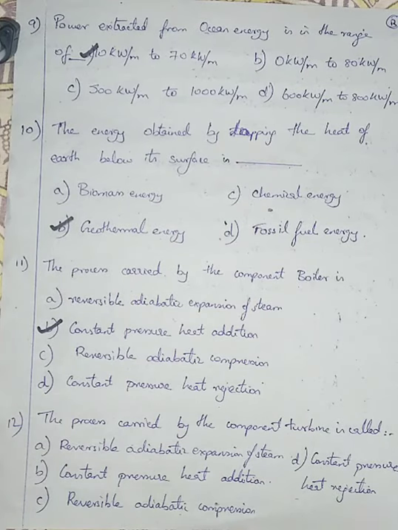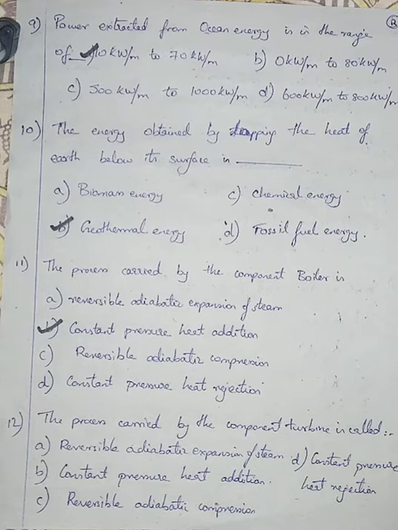Question number 12. The process carried out by the component turbine is called. Option A, reversible adiabatic expansion of steam. Option B, constant pressure heat addition process. Option C, reversible adiabatic compression process. Option D, constant pressure heat rejection process. Whenever steam strikes the turbine, what happens?